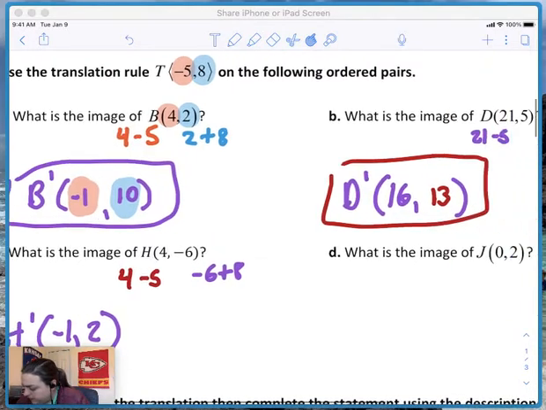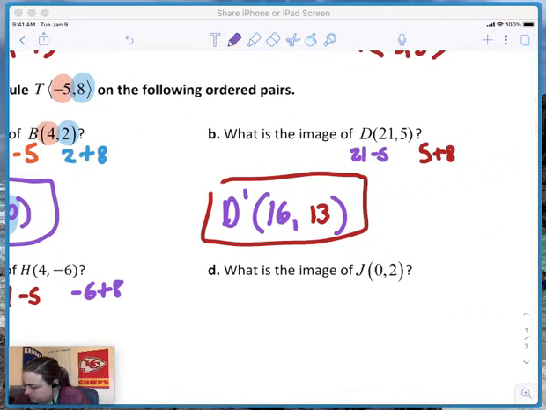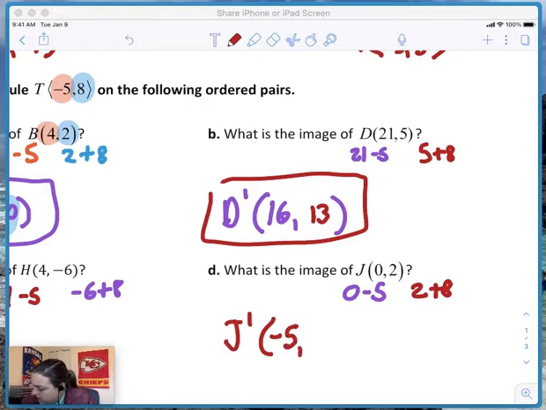Our last one here, we're going to do the same thing. So 0 is my first number, minus 5. So again, 0 minus 5. And then I'm going to take 2 plus 8. So this is going to be J prime. 0 minus 5 is negative 5, and 2 plus 8 is 10.